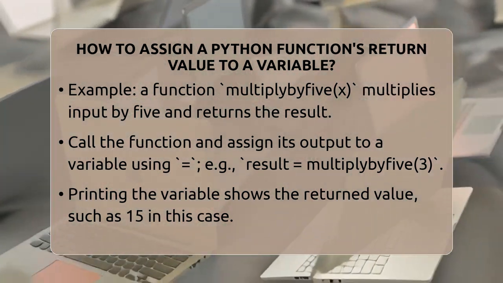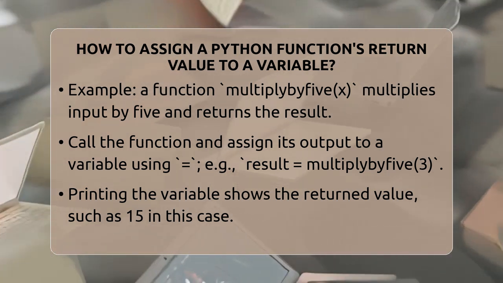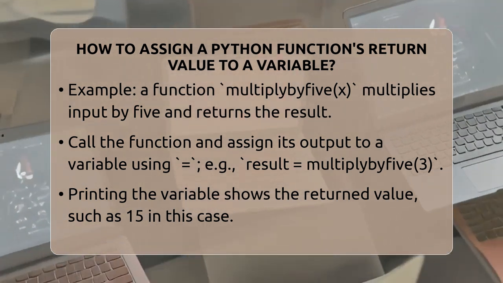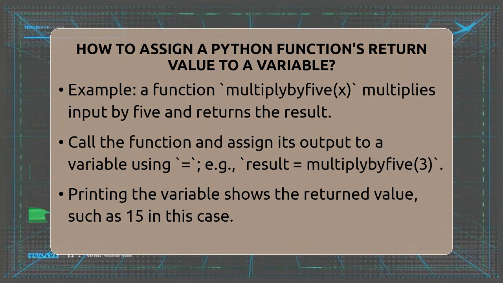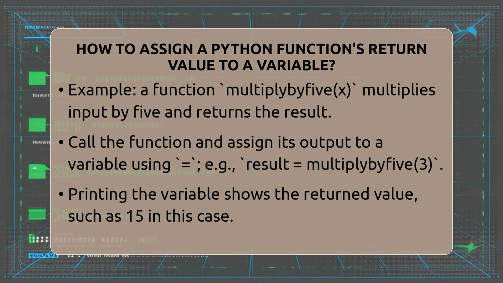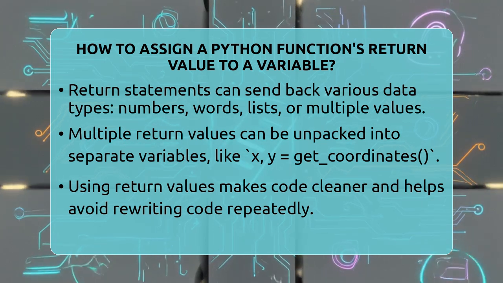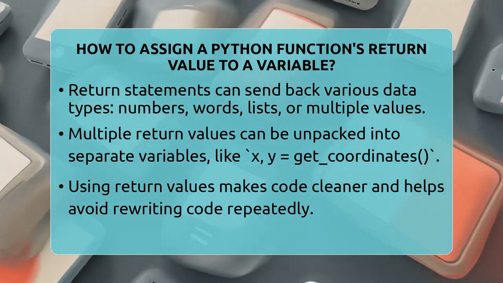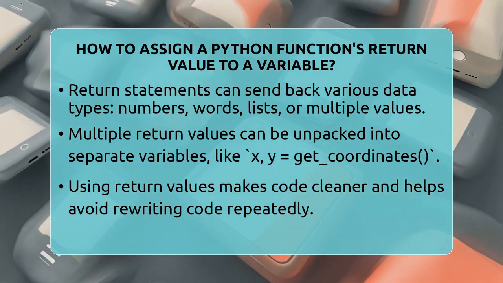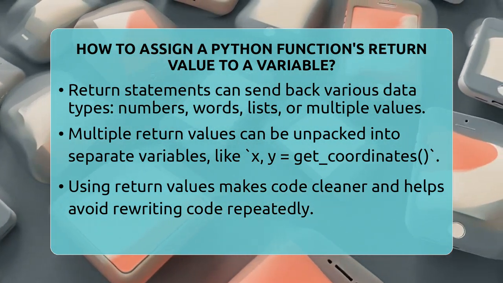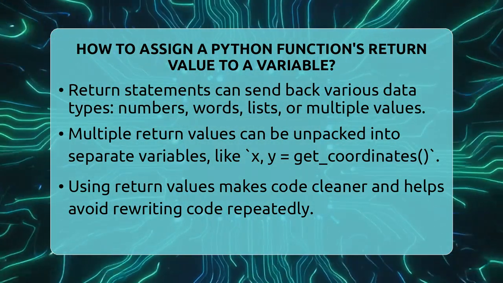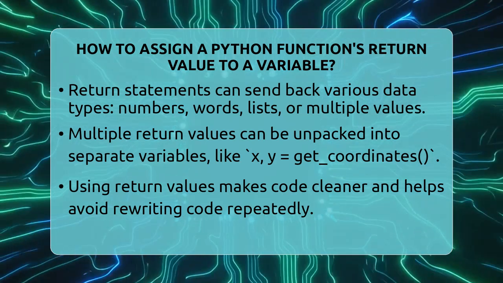It's important to remember that the return statement can send back any kind of data. It could be a number, a word, a list, or even multiple values packed together. For example, if you have a function that gives you two numbers, you can assign those to two variables at once. You write x, y = get_coordinates(). The function returns two values, and you store each one in its own variable.